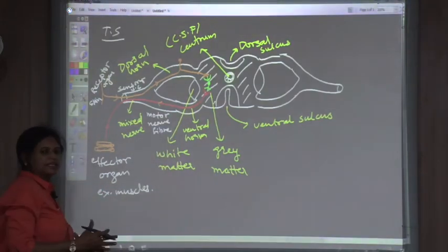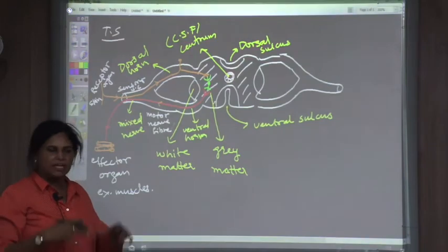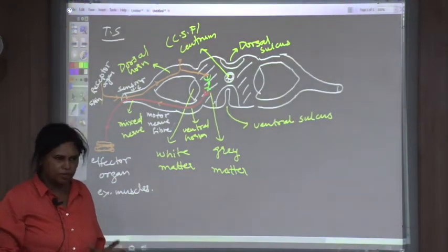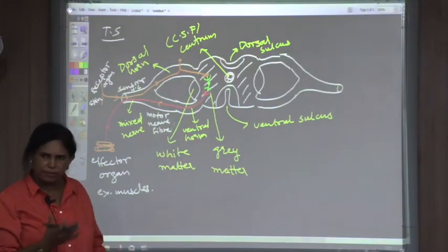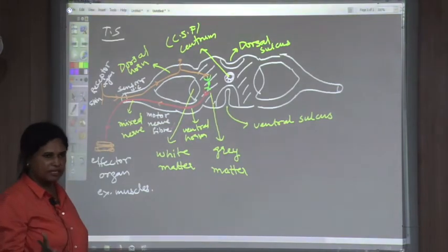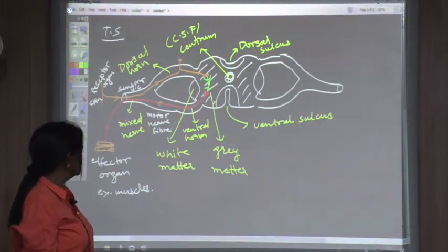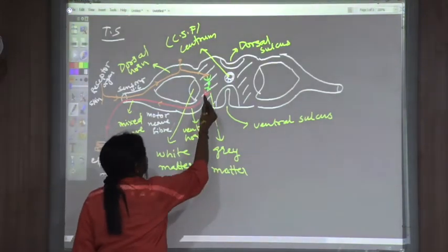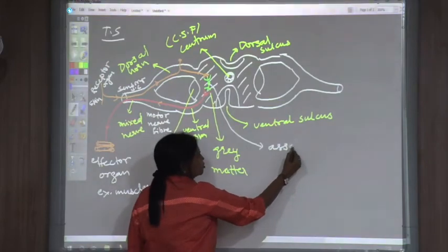The motor nerve will be always moving away from the central nervous system, whereas the sensory nerve will be always moving towards the central nervous system. So, a sensory nerve is also called the afferent nerve, and the motor nerve is called the efferent. Efferent means it is going away. Afferent means it is coming towards. And in between is this association cells.